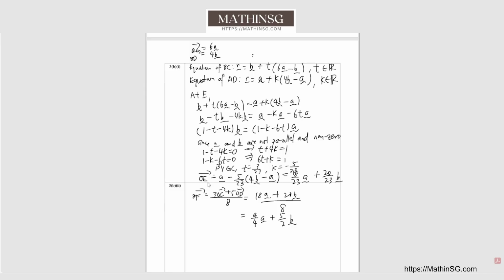Then let's look at OE. Maybe I will keep it as this for a moment. So OE is 18A plus 20B over 23, right? Notice, I can actually write it as this. Or if you don't like it, you can write it as 1 over 23 times (18A plus 20B), which is 2 over 23 times (9A plus 10B).